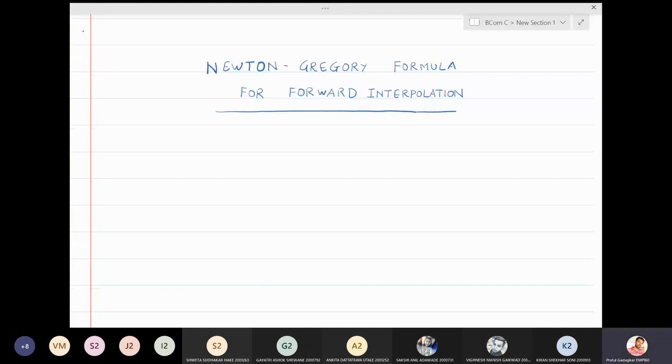So in this lecture, we are going to study Newton's Gregory formula for forward interpolation. So let me first take one small problem related to the basics of this.